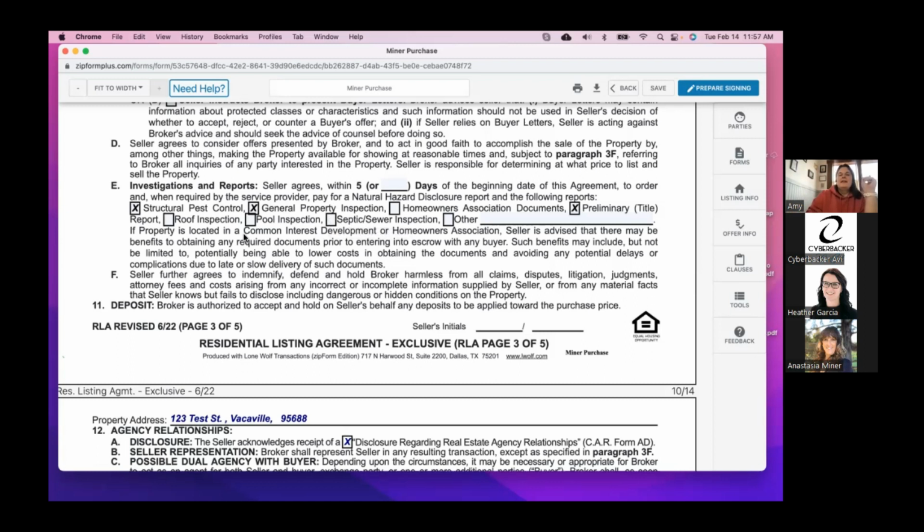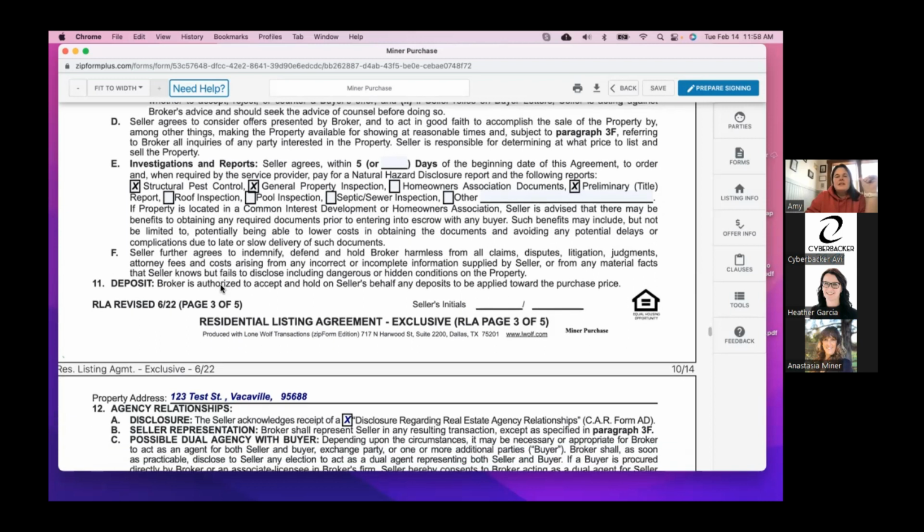Okay. If a property is located in a common interest development or homeowners association, sellers are advised that there may be benefits to obtaining any required documents prior to entering into escrow with any buyer. Such benefits may include, but are not limited to, potentially being able to lower costs in obtaining the documents and avoiding any potential delays or complications due to late or slow delivery of documents. They're consistently slow.